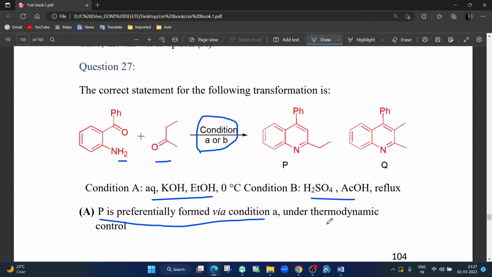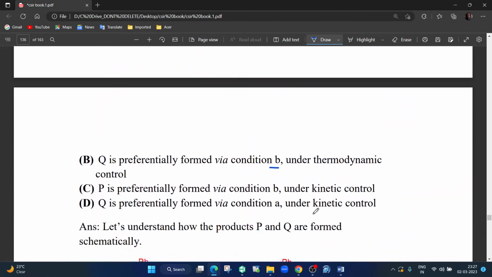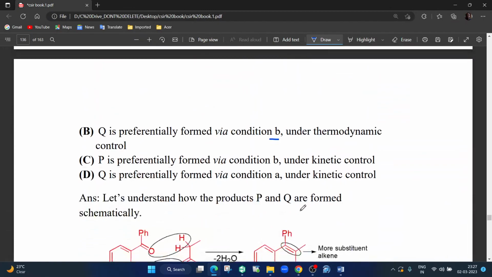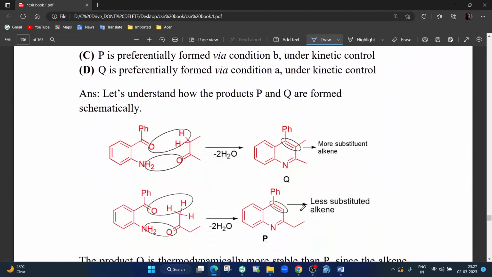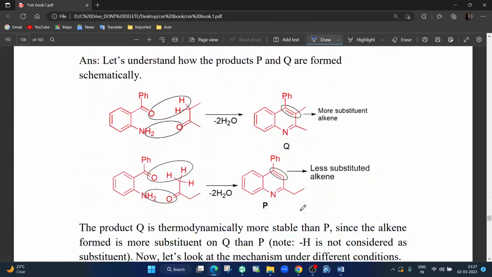Product Q. So product Q is this more substituted alkene, and option C is P is preferentially formed via condition B under kinetic control, and option D is Q is preferentially formed via condition A under kinetic control. So we will understand the answer thoroughly, then we will be able to answer the question. So let us first understand what is product P and what is product Q.